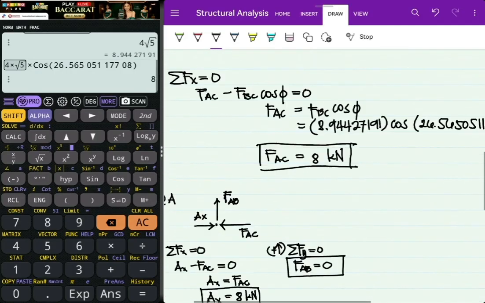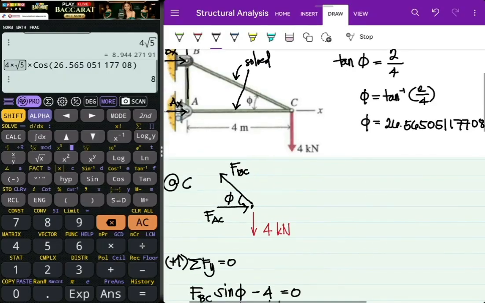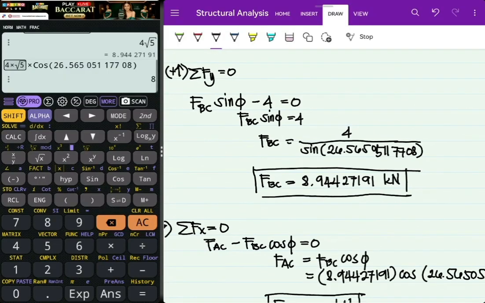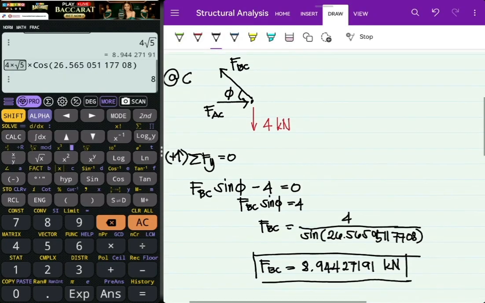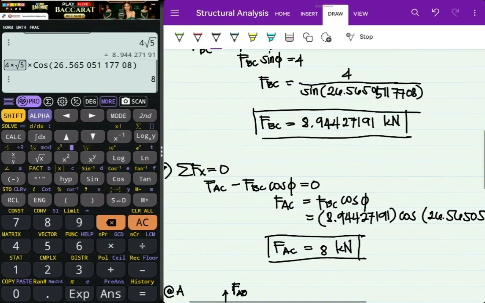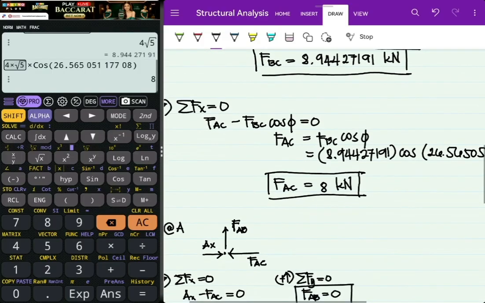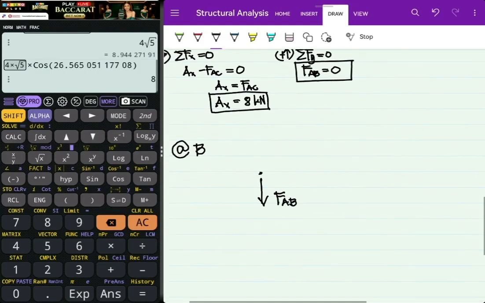Now, for our BC is tensile, right? With value of 8.944279191 kilonewtons. So tensile, so away. This is force AC. Let me just erase AB first. This is force AB. Right?